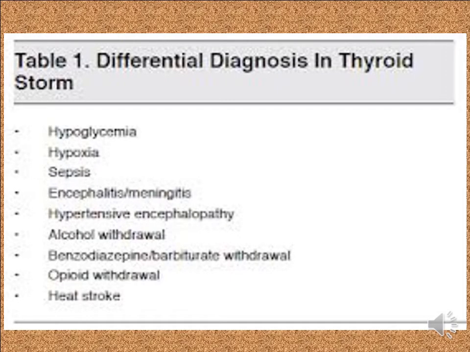The differential diagnosis of thyroid storm, or hyperthyroid crisis, includes hypoglycemia, hypoxia, sepsis, encephalitis, meningitis, hypertensive encephalopathy, alcohol withdrawal, benzodiazepine and barbiturate withdrawal, opioid withdrawal, and heat stroke, which are major differential diagnoses of hyperthyroidism.